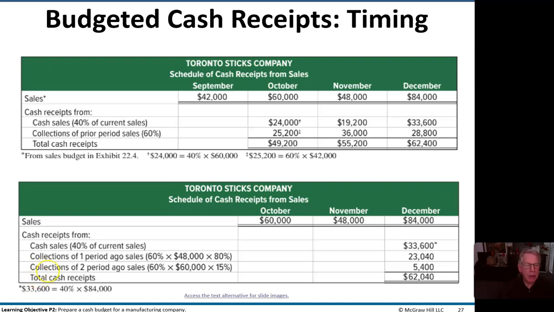Hi everybody, and welcome back to video number 3 in chapter 20. When we left off, we were looking at budgeted cash receipts and the timing of that.